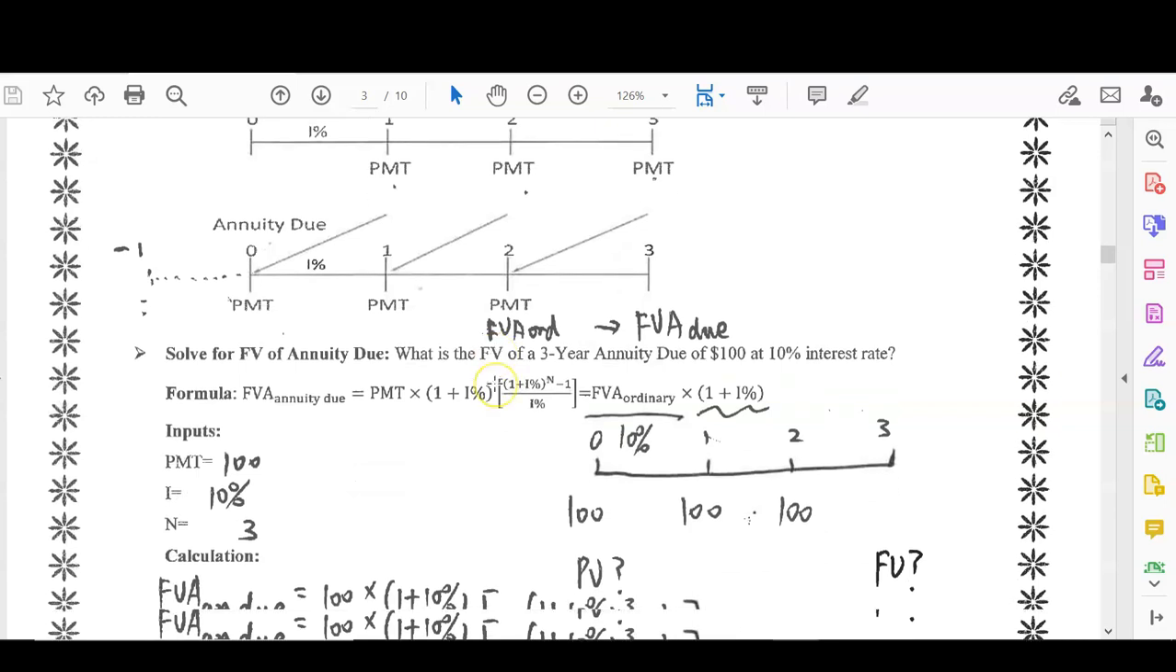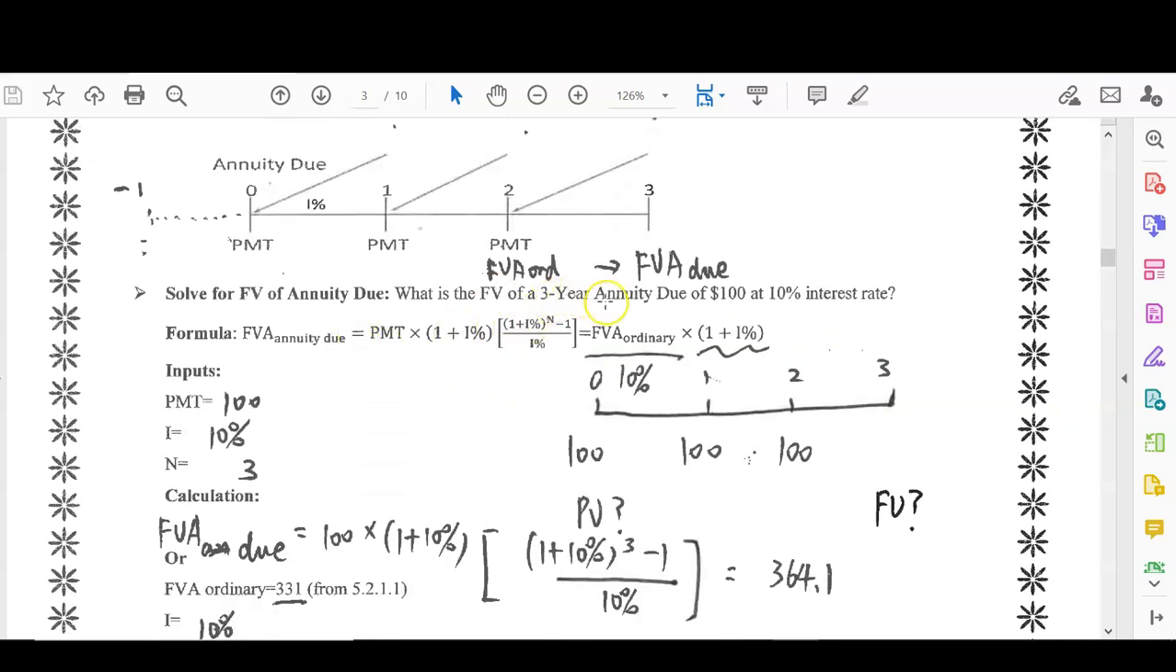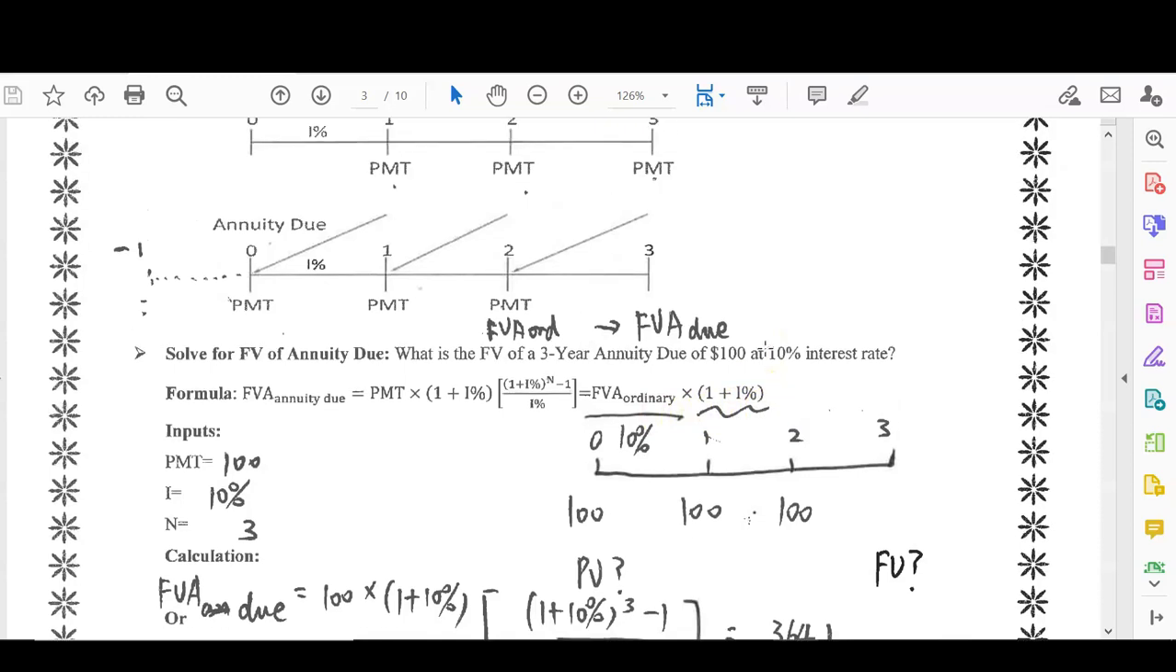Okay, so what if we want to know the future value of a 3-year annuity due of 100 at 10%? We can either use payment multiplied by (1 plus interest rate) multiplied by ((1 plus interest rate) to the power of n minus 1) divided by interest rate, or we can use the future value of ordinary annuity multiplied by (1 plus interest rate). Why?